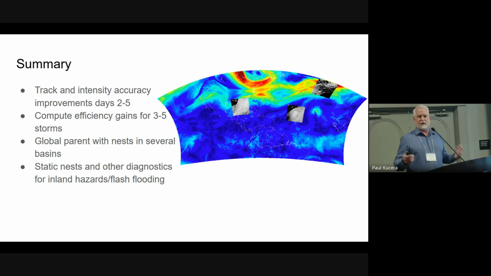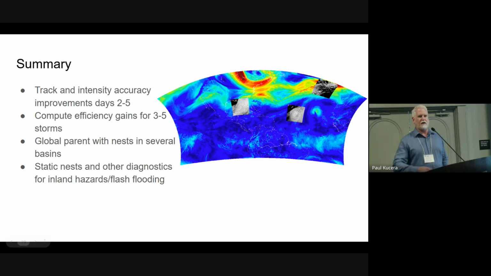Then from the science perspective, we have some ideas that we could use static nesting to focus on some of these inland hazard areas, as well as potentially generating some new diagnostics to try to focus on the hazards and flash flooding. Some simple ones would probably be a post-process thing, not a lot of work to generate in terms of engineering or compute.